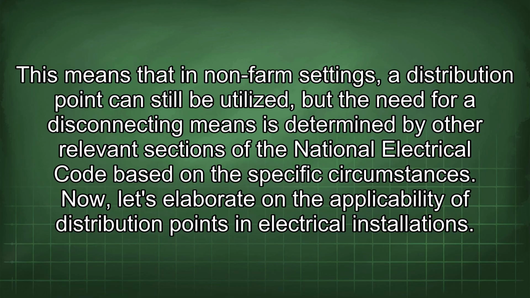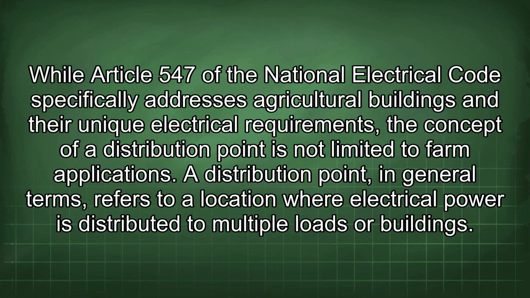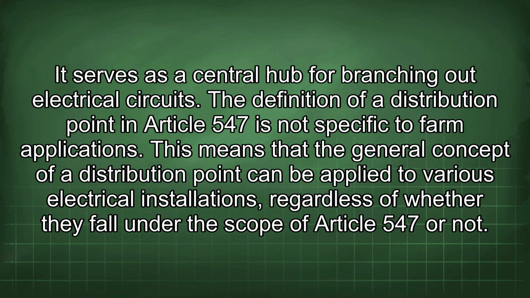Now let's elaborate on the applicability of distribution points in electrical installations. While Article 547 of the National Electrical Code specifically addresses agricultural buildings and their unique electrical requirements, the concept of a distribution point is not limited to farm applications. A distribution point, in general terms, refers to a location where electrical power is distributed to multiple loads or buildings. It serves as a central hub for branching out electrical circuits.